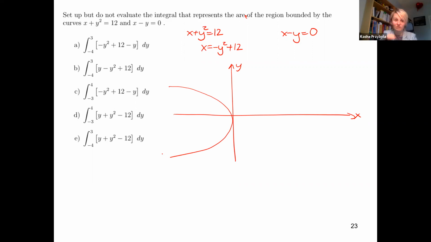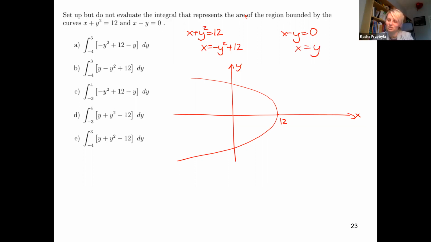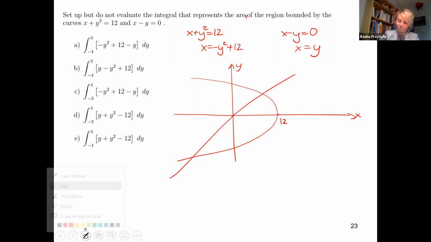Because now everything is with respect to x. And plus 12 means that we have to shift 12 units up, or to the right. It's more appropriate. That means this parabola is something like that. Okay, and that's 12. And this is simply x equals y, or y equals x, doesn't matter. I can say it this way, but it's just the straight line.